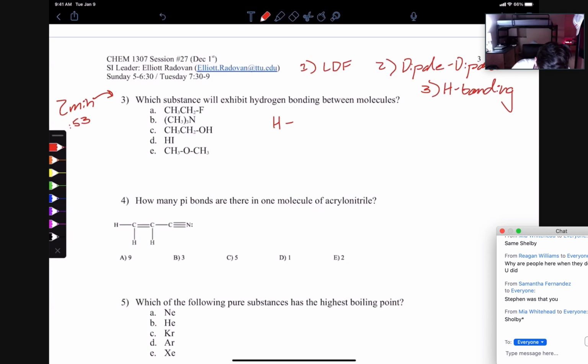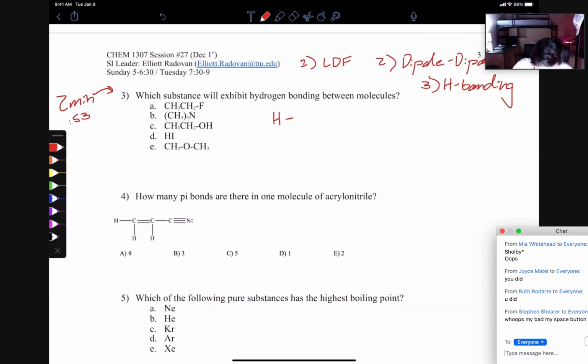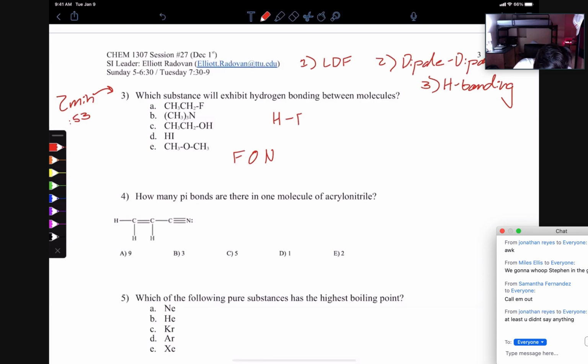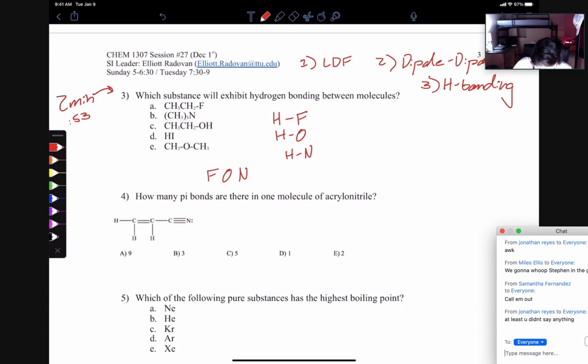Okay. So for hydrogen bonding to happen, hydrogen has to be attached to the molecule, but not only that, it has to be attached to a FON. So FON is fluorine, oxygen, or nitrogen. In any molecule where hydrogen is attached to fluorine, oxygen, or nitrogen, then you know that hydrogen bonding can happen, okay?